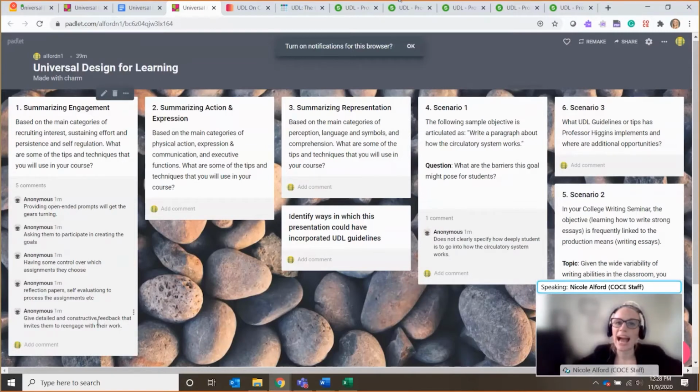Detailed constructive feedback. I know feedback takes a long time, especially for those high enrollment courses. So there are definitely techniques to get around that and still provide rich feedback through rubrics, or if you have templated feedback that you give a lot of the time, there are ways to still give that rich constructive feedback, even in a large class, but I understand that it is time consuming.